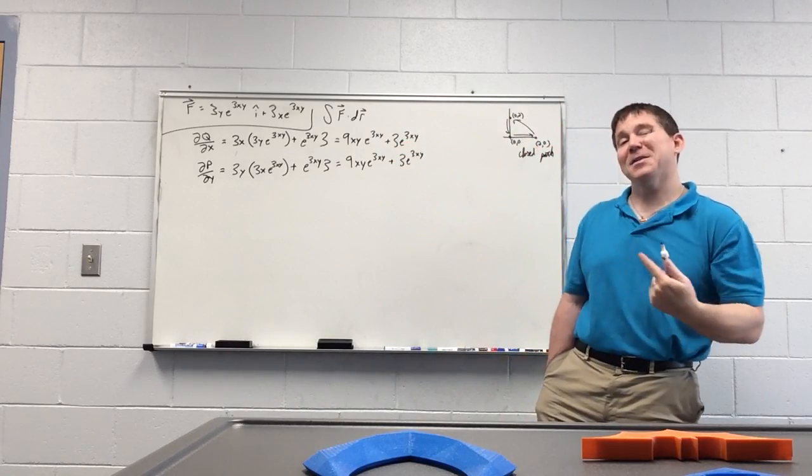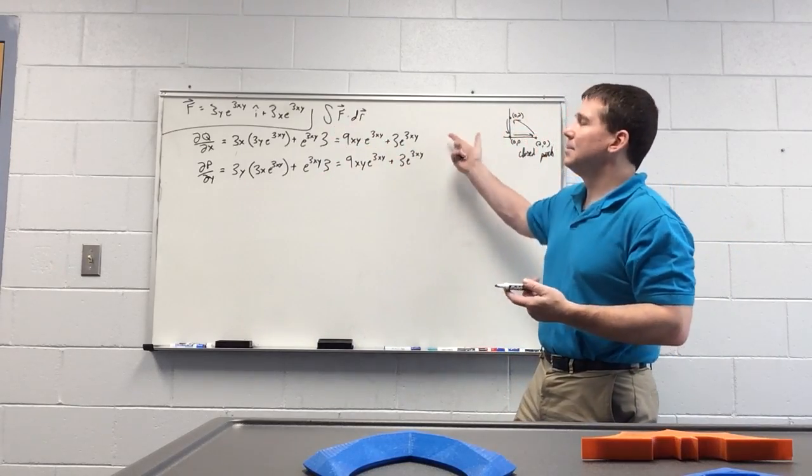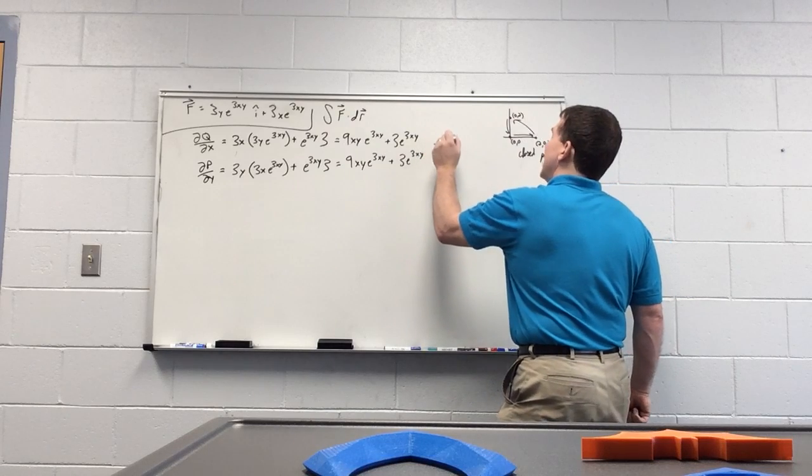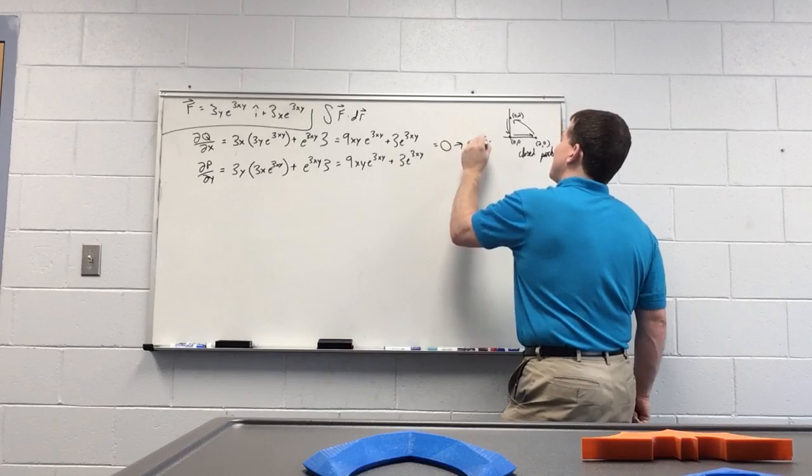Now, if I actually found the curl, did the cross product and all of that, those two would be subtracted. Here, if you subtract them, you get 0, which means the curl is 0. It's a conservative vector field.